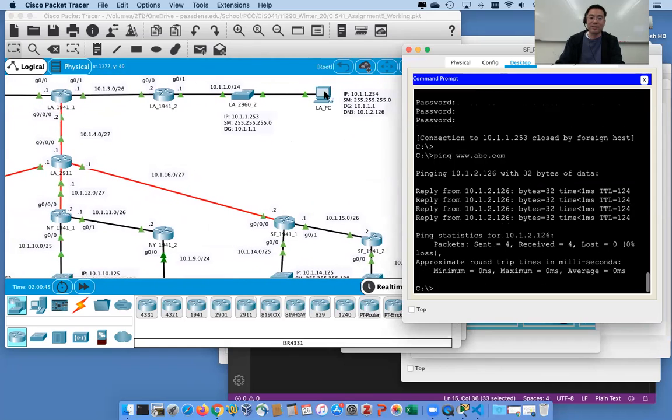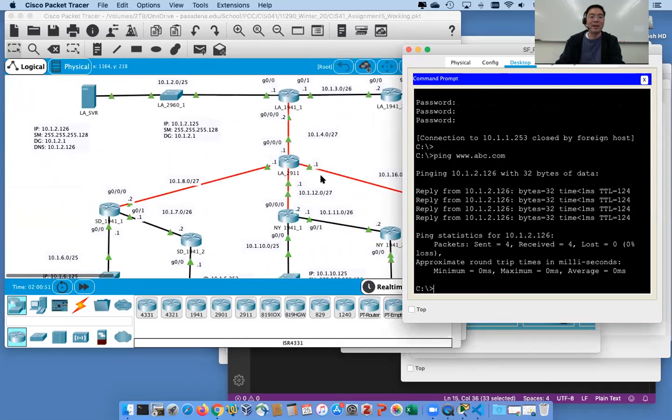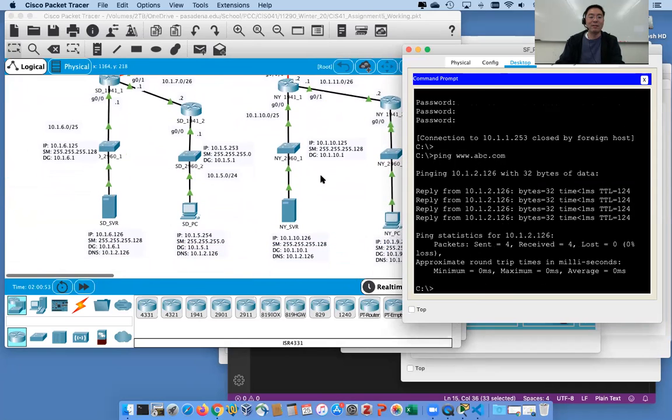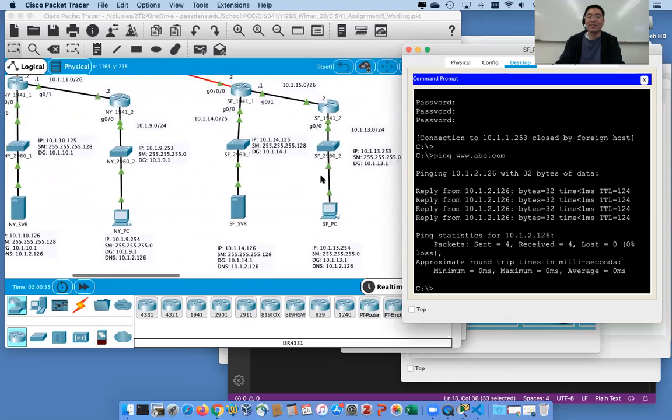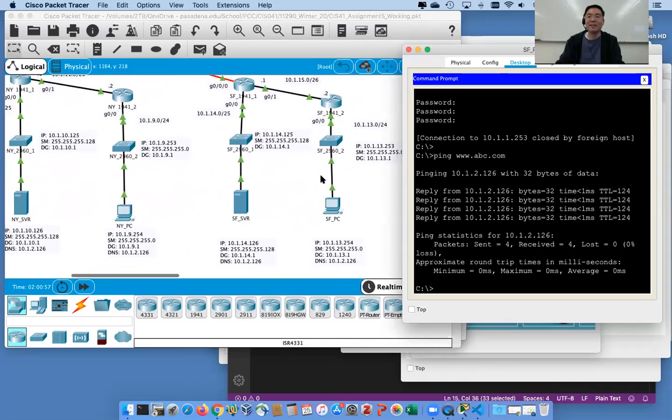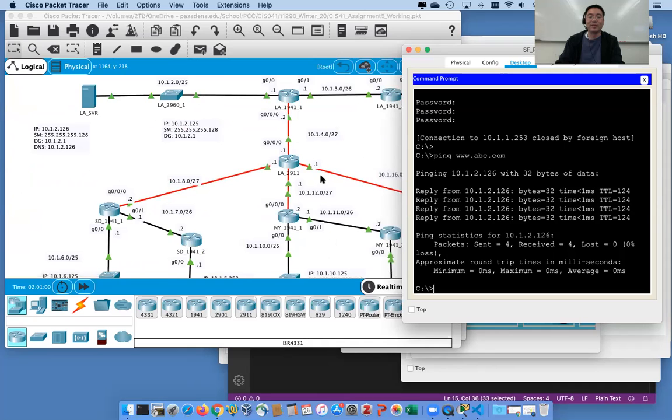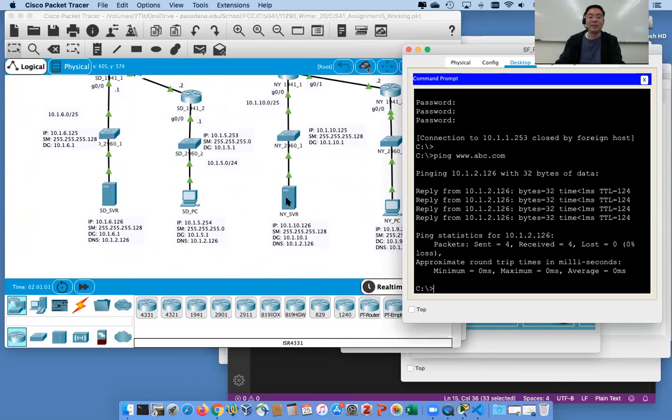Okay, and you really should go to all the hosts and test www.abc.com. But for now, this is looking okay. All right. Okay, good.